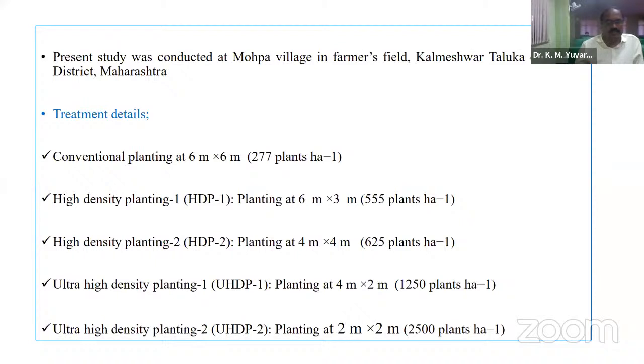Spacings: one is 6 by 3 meters, which accommodates 555 plants per hectare. High density planting at 4 by 4 meters, 625 plants per hectare. And ultra high density planting at 4 meters by 2 meters, 1250 plants per hectare. Under ultra high density planting, they also accommodate 2 meters by 2 meters, which is 2500 plants per hectare. These are the different planting densities.